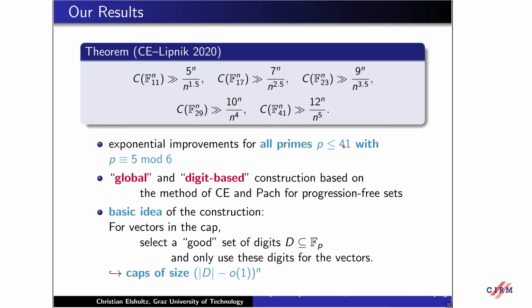And also, there is a special thing about the primes. These are all 5 modulo 6. Yeah, so modulo 7, for example, we can apply our method, but it gives a weaker result.